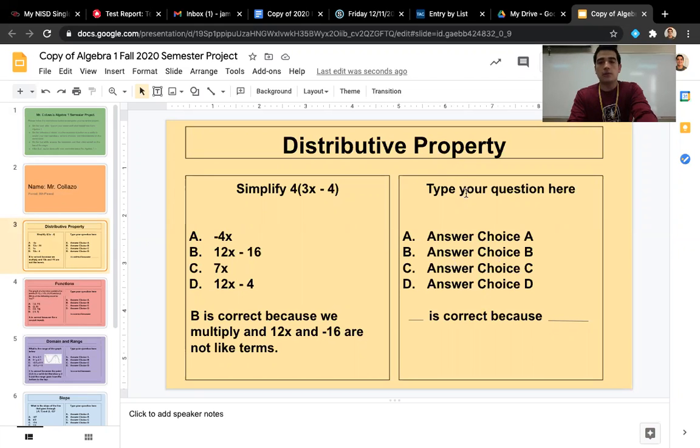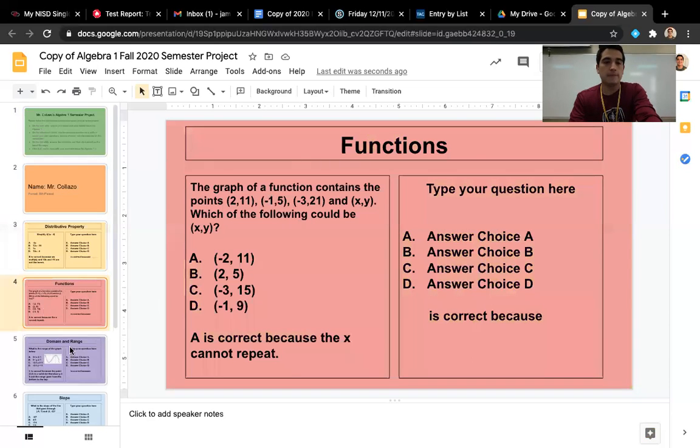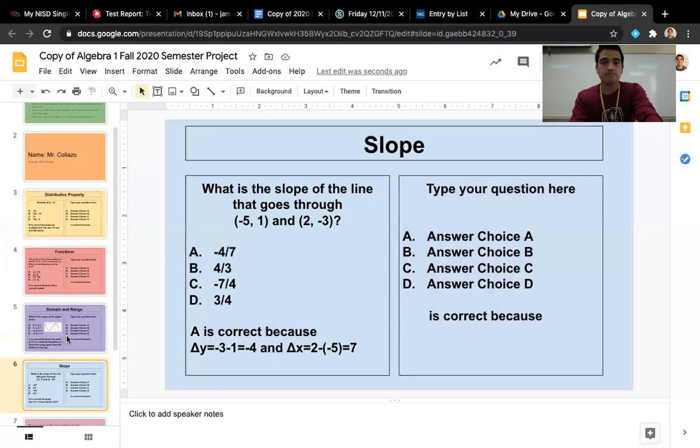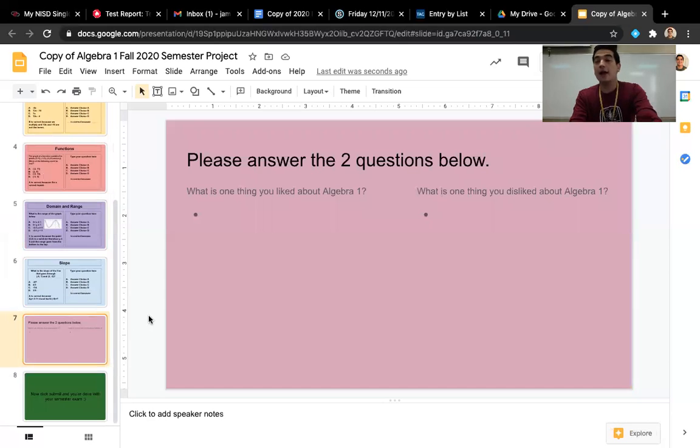For each of these slides, what I need y'all to do is type your own question up here. You're going to come up with 4 answer choices, 1 being right, obviously, and then explain why that answer choice is right. You're going to do that same thing over distributive property, right here, over functions, domain and range, and slope. Once y'all do 4 of those, I have 2 questions at the back, which are more opinions, more from me. You're not being graded on these.